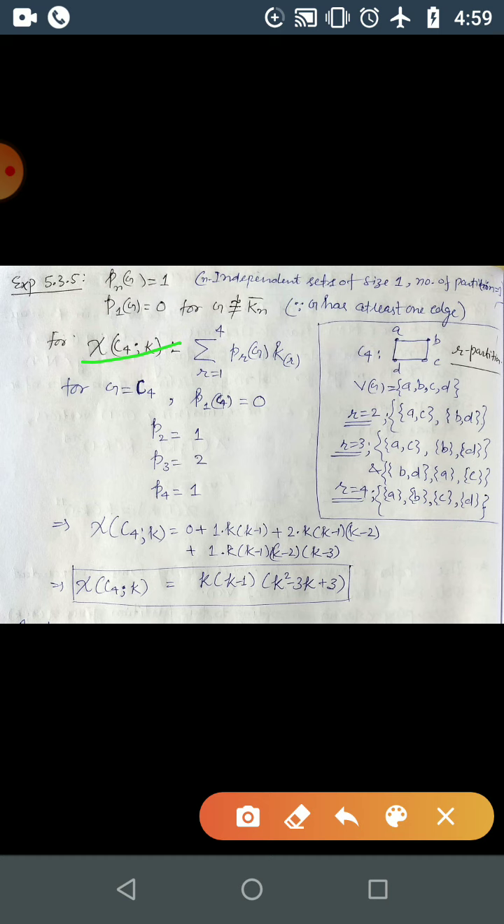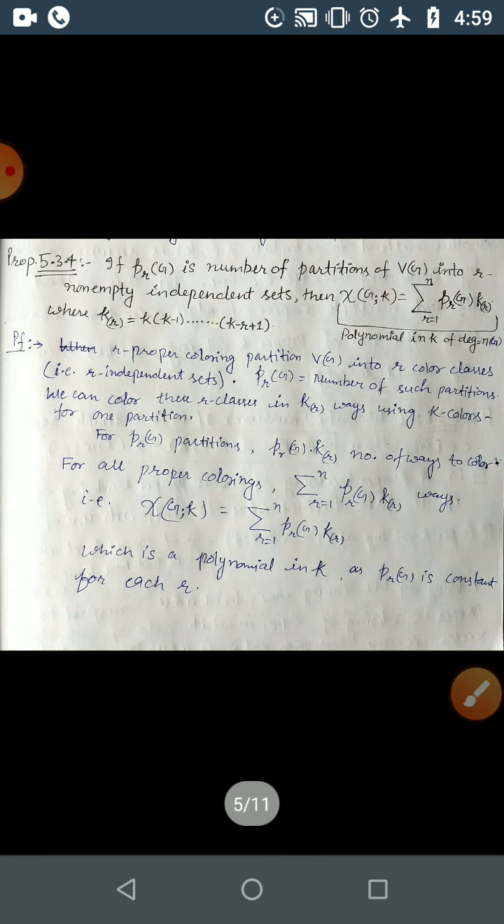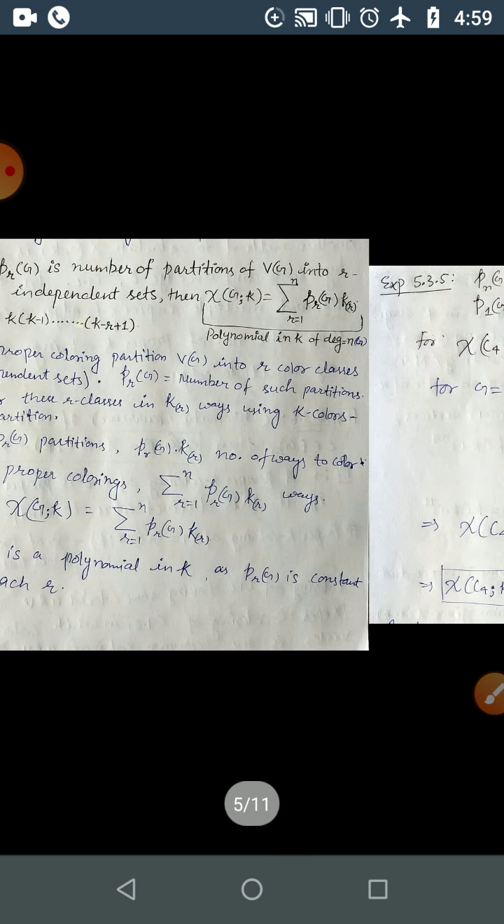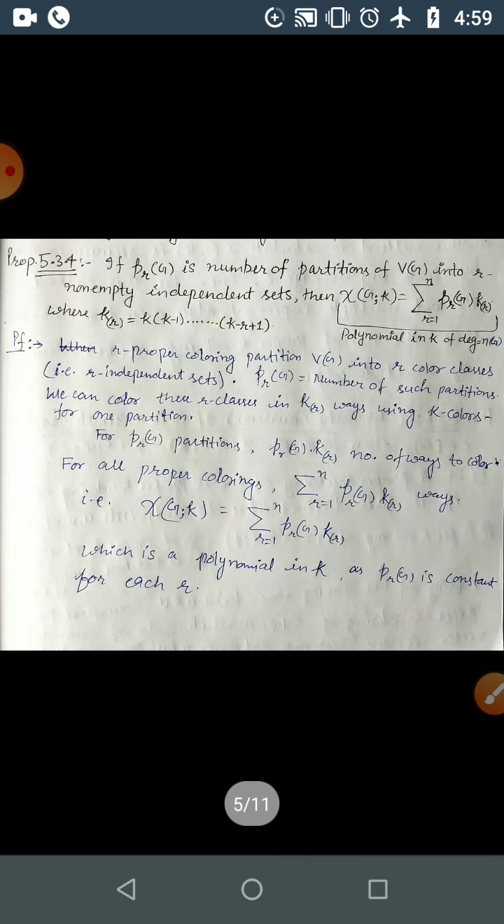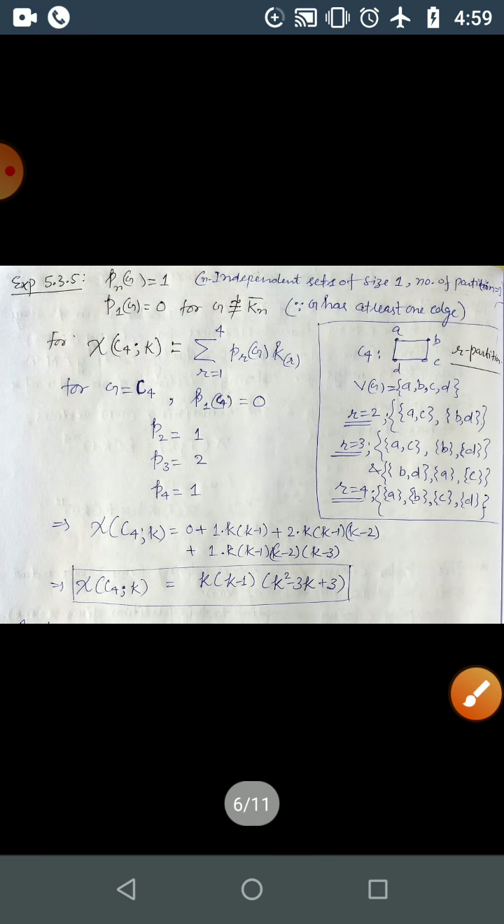then you have this one: r runs from 1 to n, where n is 4, and P_r is the number of partitions into r classes, correct? And K^r is the number of colorings, or you can say K^r is k into k minus 1 and so on, correct? So the number of ways of using k colors for these r classes, correct?